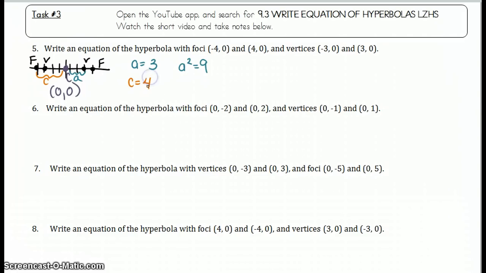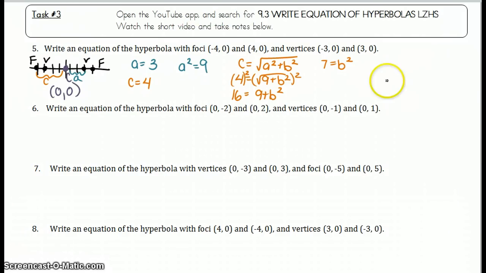The foci tell me how far from my center I am, giving me the value of c. Here, we are 4 units from our center. I can use this information in our equation, c equals the square root of a squared plus b squared, to find out what b squared is, which is what I actually need for my equation. So plugging in what I know, c being a value of 4, a squared being a value of 9, squaring each side to get rid of the radical, and then subtracting the 9 from each side, I see that b squared is a value of 7.